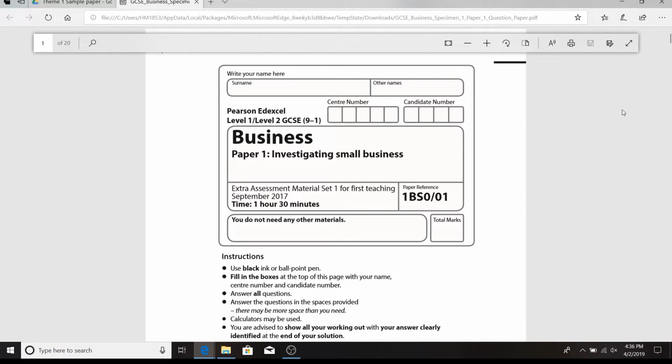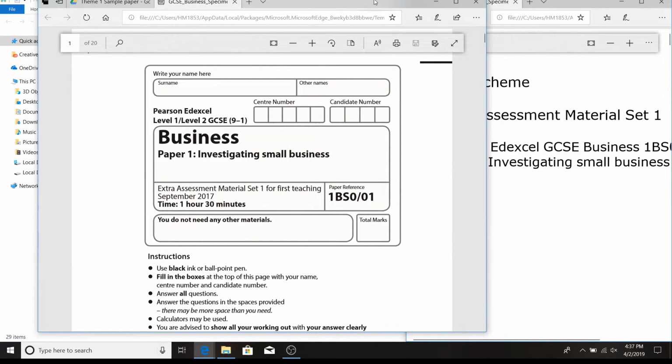We've got an awesome lesson here looking at paper one, investigating small business, the GCSE Edexcel 9 to 1 business. Okay, so we're going to run through this nice and quickly, but we're going to be practicing some of that technique as we go through this, so that you can really try and rehearse your answers and make sure you're really looking tip top. Okay, let's have a look see then.